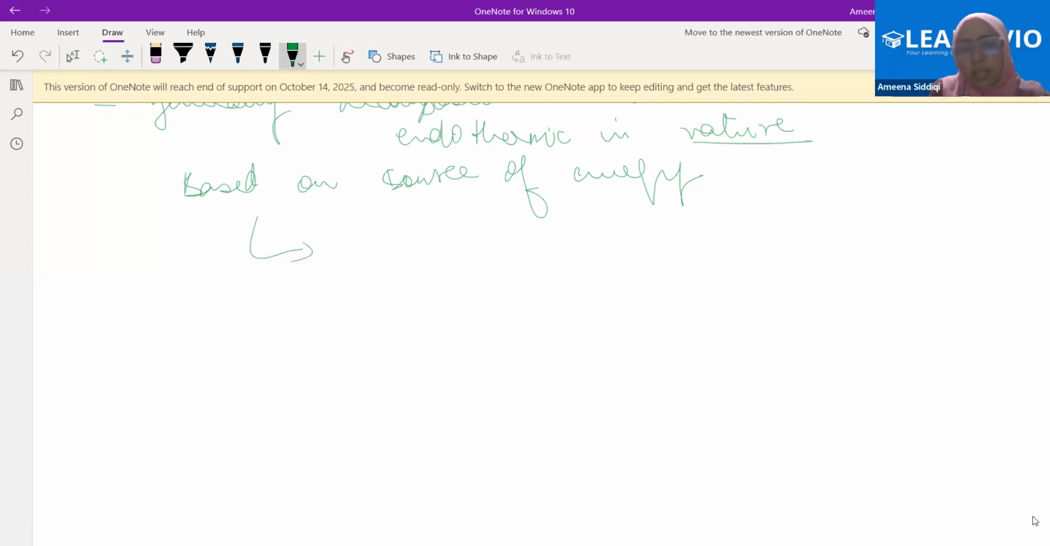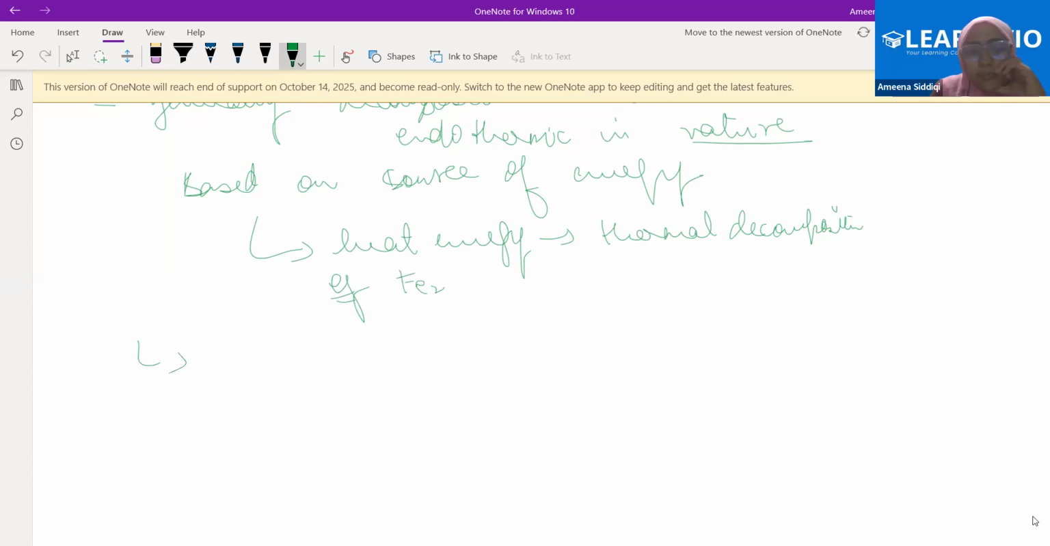If we are using heat energy, it is called thermal decomposition. What is it called? Thermal decomposition. Thermal means heat. Example, we have it in the book, I think Fe2, something like that. I'll quickly see the NCERT here. Second, what is the second one?